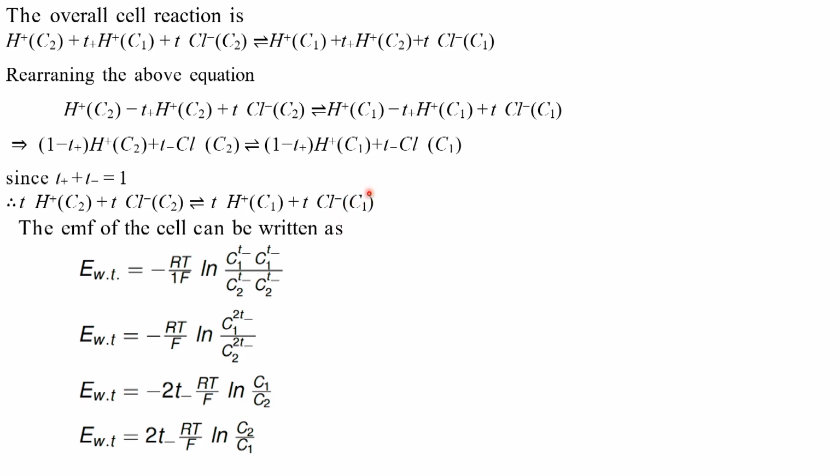So if we substitute, then we get the EMF of the cell. So the EMF will be minus RT by 1F, then ln. Then we substitute, we get C1 raised to the T minus, times C1 raised to the T minus, by C2 raised to the T minus, and C2 raised to the T minus. So if we carry out further, we arrive at this equation: E is 2T minus by 1 times RT by F ln C2 by C1.